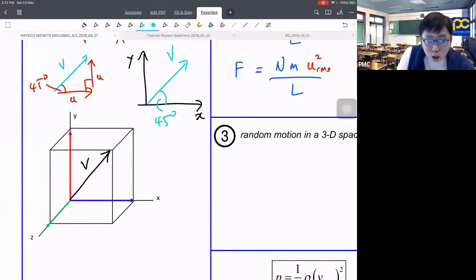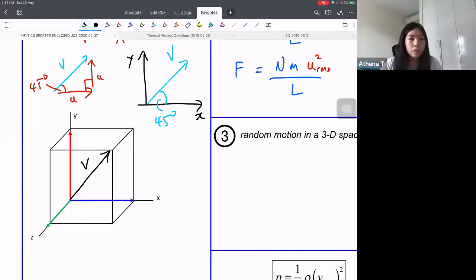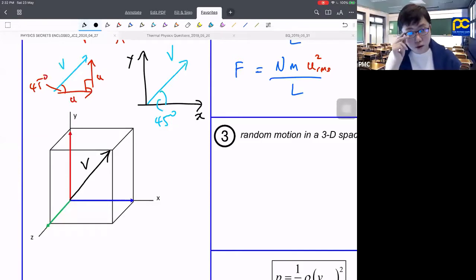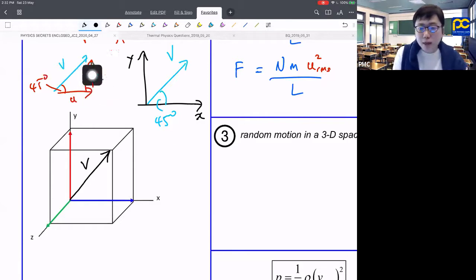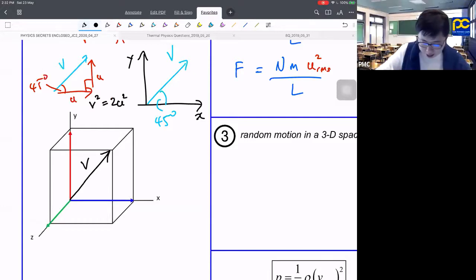So from the two-dimensional space, Athena, can you help me use Pythagoras theorem and give me the equation that relates v and u? Can you do that for me? Athena? u cosine 45 equals... Good, cosine 45, very good. But Pythagoras theorem is better, because same side, so easier. Go on. u squared plus u squared, 2u squared equals v squared. Perfect. That's what I want.